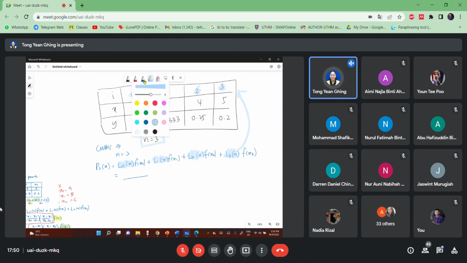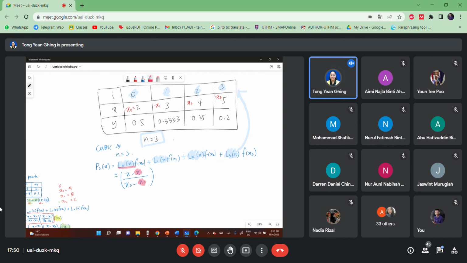Okay, so start with the first one, L0. We have to refer to X0. For X0, we put X0 minus the others. Besides X0, what X do we have? We have X1, X2, and X3. So we have to minus X1 first. So this is X minus X1. These two values will be the same.